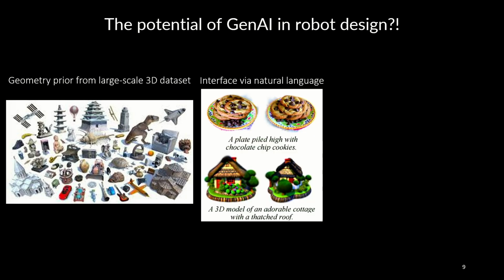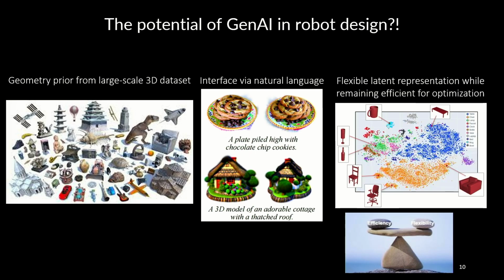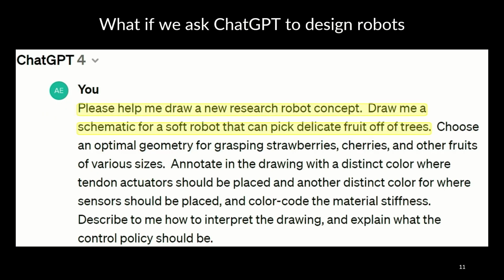Second, there are inherent connections to language. So this allows a natural interface for humans to interact with your generative-powered robot design pipeline. And finally, a lot of these generative models actually operate in a lower-dimensional latent space. So this is very good for optimization. OK, so generative AI for robot design sounds like a really cool and brilliant idea.